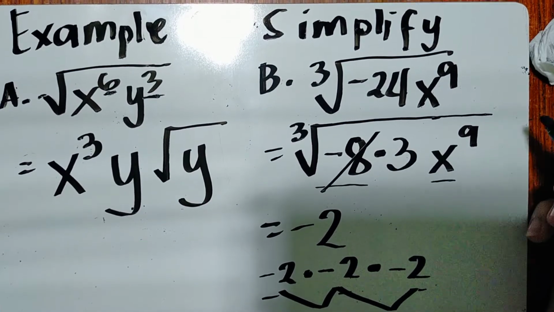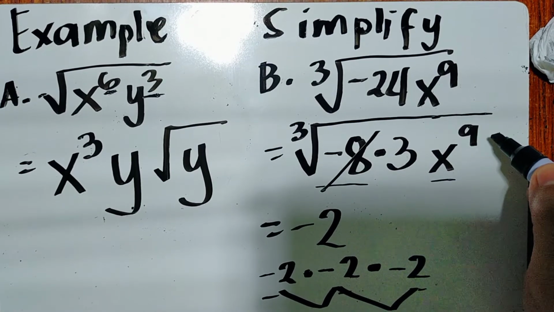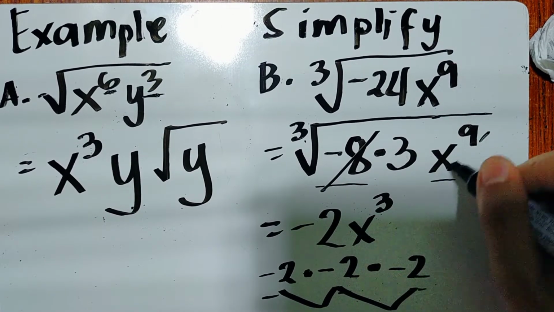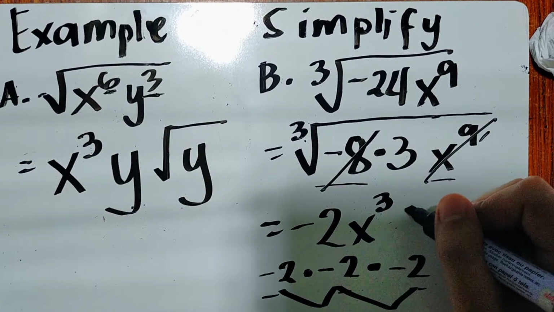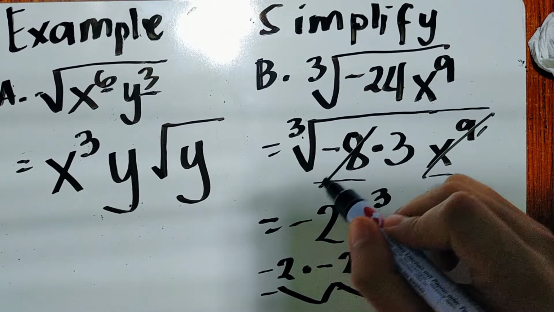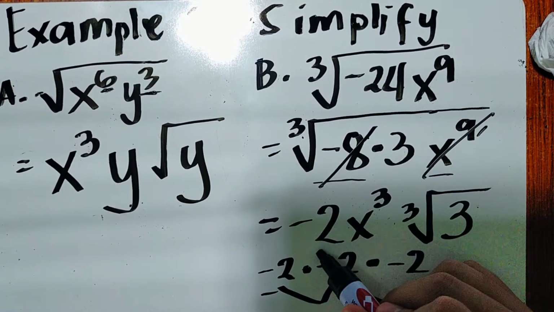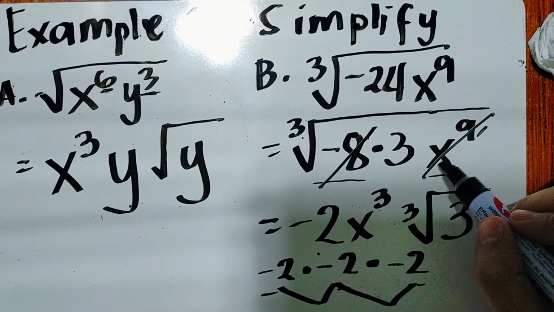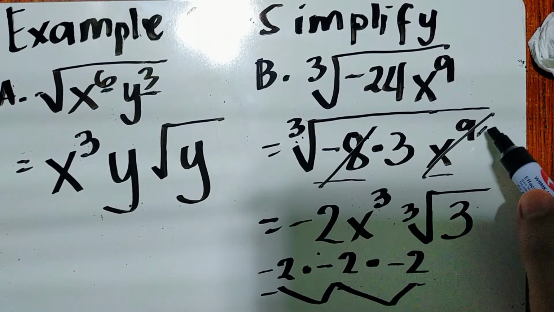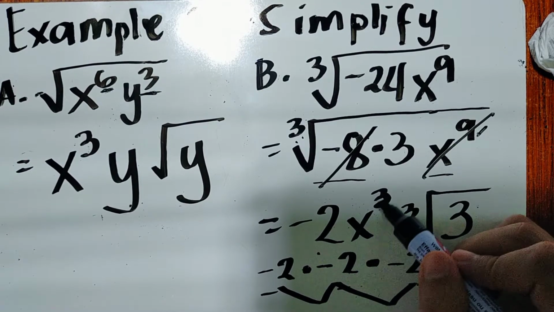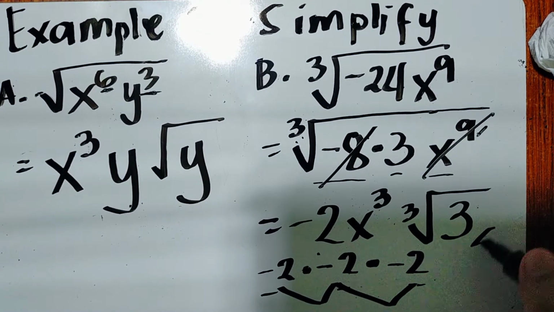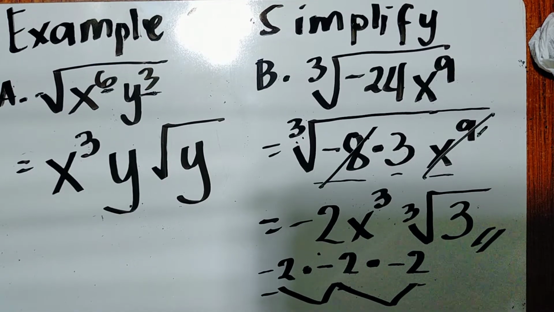Next is the variable, which is having an exponent of 9. So, 9 divided by 3 is 3. So, wala na siya. So, ibig sabihin, ano ang natira sa loob? Ang natira na lang sa loob ay 3. Okay? So, nilabas natin yung negative 8 kasi ang cube root ng negative 8 ay negative 2. And then, yung variable natin, which is having an exponent of 9, dinivide natin sa index na 3. So, therefore, x cube yung nasa labas. And na-eliminate na natin to sa loob. Ang natira na lang is yung 3. So, the final answer is negative 2x cube to the cube root of 3.